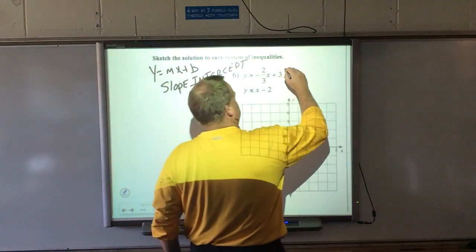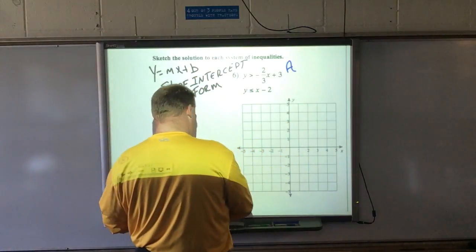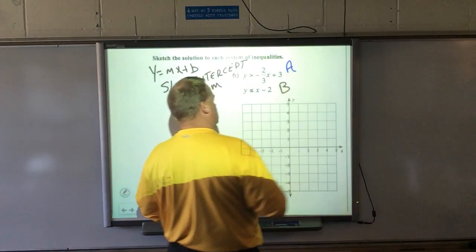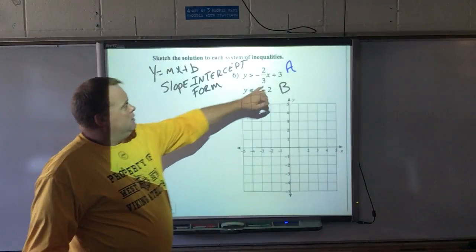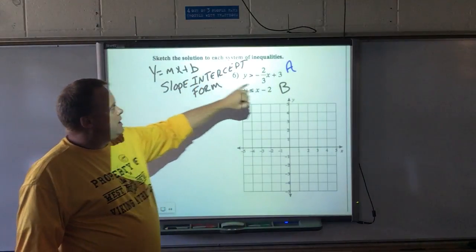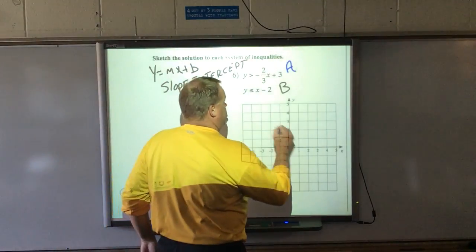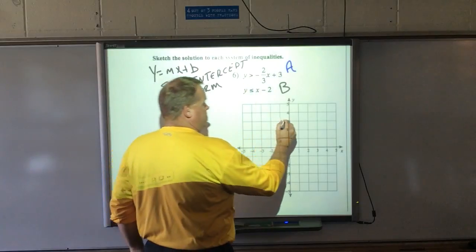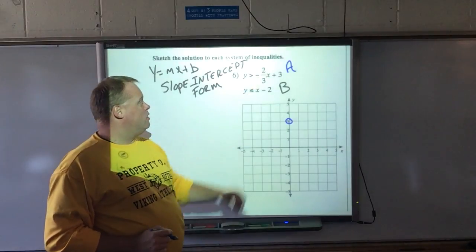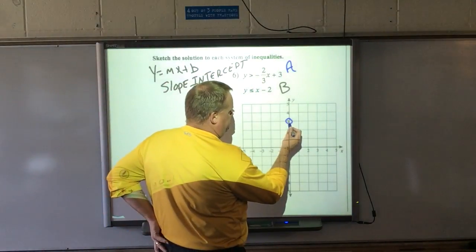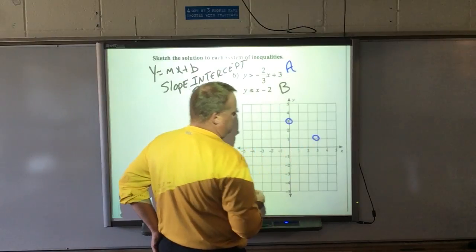I like to label. So I'm going to use this as line A. This one is line B. Okay? So A, line A. 3, which is my B term, that positive 3 up there is my B term, which is my y-intercept, and I am a greater than, so I'm an open circle at 3. My slope is a negative 2 over 3, which means going down 2 and over positively 3.